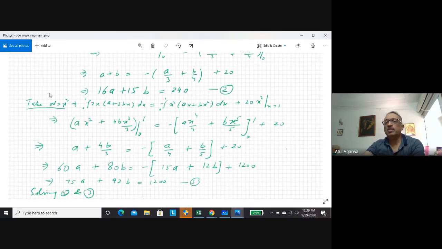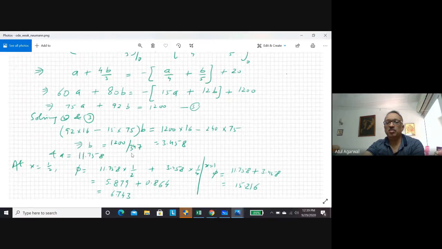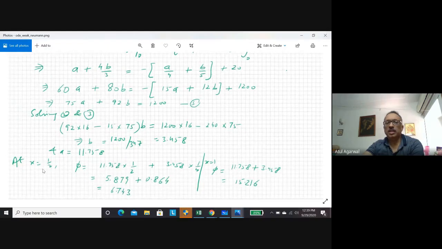We take n is equal to x square. Again we do this exercise. We get a second equation. We solve these two equations. We find the values of unknowns a and b. So at x equal to half, our value of phi is this. At x equal to 1, our value of phi is this.